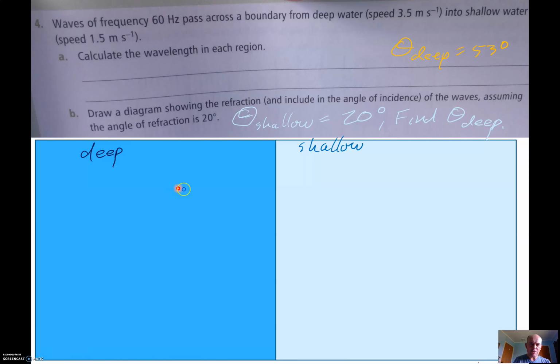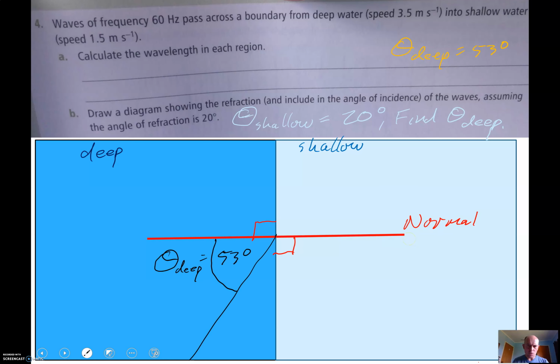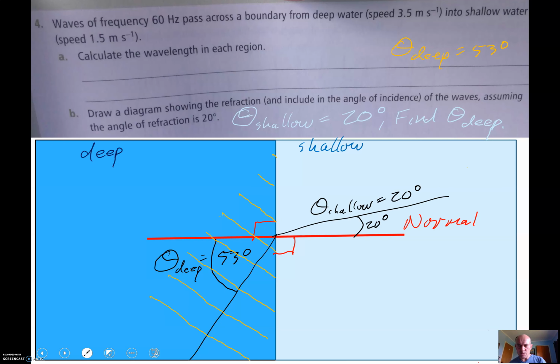If I draw it out, we have deep and shallow water. There's the boundary. I'm going to draw in the normal, the right angle line. And therefore the incidence angle, the waves are coming in here at 53 degrees from the normal. And they're going to be refracted 20 degrees from the normal on the shallow side, because if the wave comes in here, this side will slow down, drag it round, and pull the wave round. I'll draw that. So I've drawn some waves coming in. Haven't drawn the refracted ones yet.